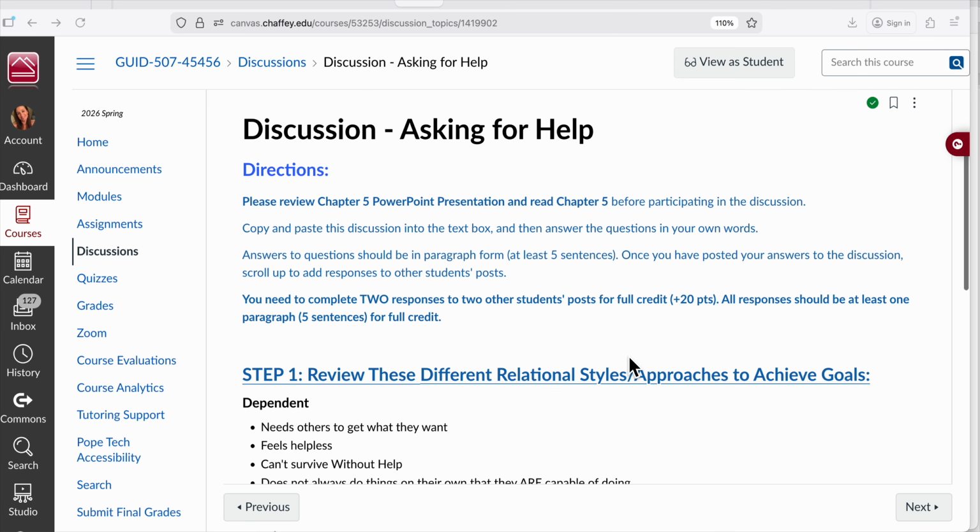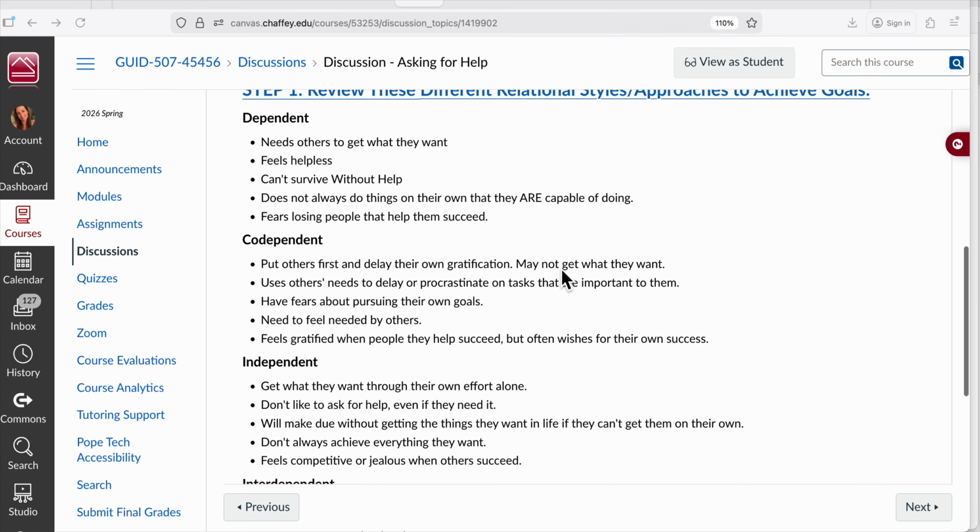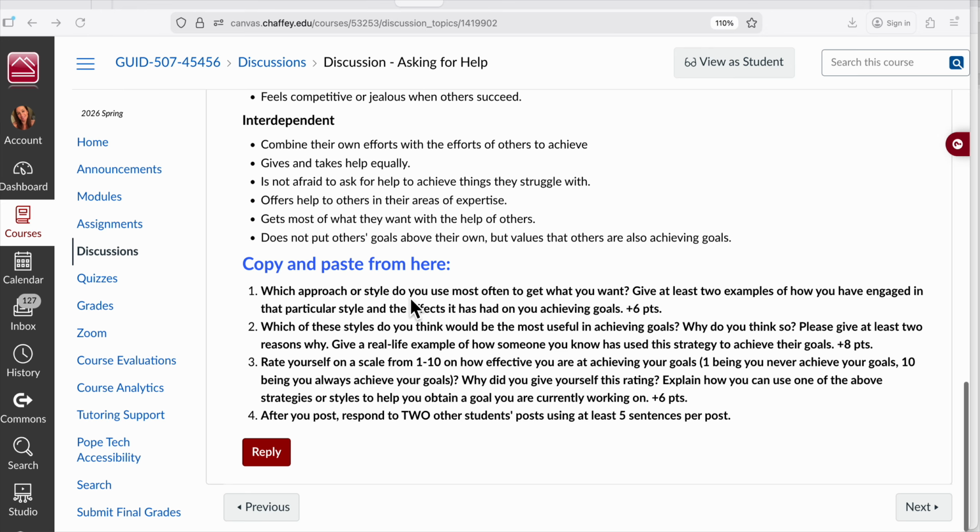So I would recommend that you check out Chapter 5's PowerPoint presentation for On Course and that you read Chapter 5 before you begin this discussion. And remember that you need to write all your answers. We've got some questions here at the bottom. Each one of these questions will require a 5-sentence answer, except for number 4, which will require 10 sentences because those are your responses.